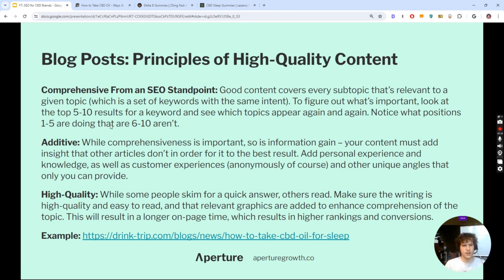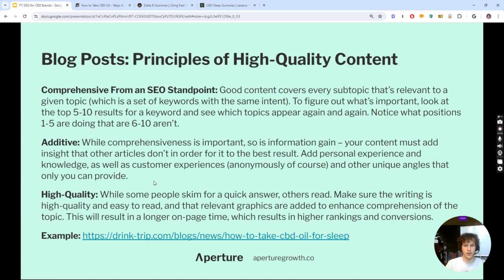So next thing is that good content is additive. You want to add new insights and new information in your content. You don't want to just parrot what everyone else is saying and copy what everyone else is saying because A, it doesn't help people. Or B, Google can figure out if you're just copying everybody else or if you're actually adding to the conversation. So you want to do that.